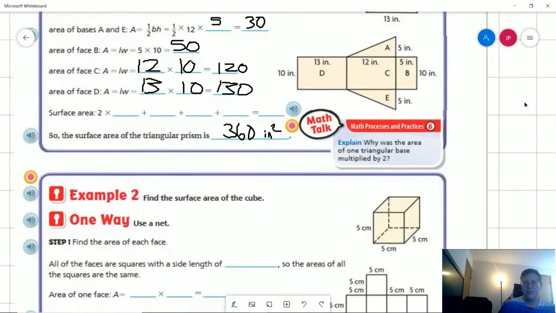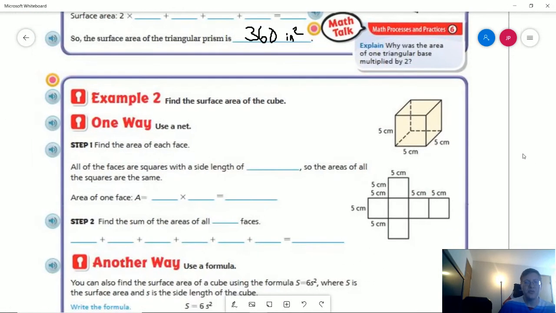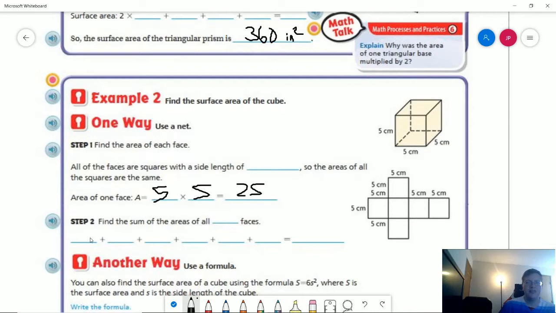And now for the bottom one, this one is much easier because everything is going to be the exact same measurement. So we're doing 5 times 5, 6 times. And that's going to give us 25. And we are going to add that up 6 times. So that would be 25, 50, 75, 100, 125, 150.